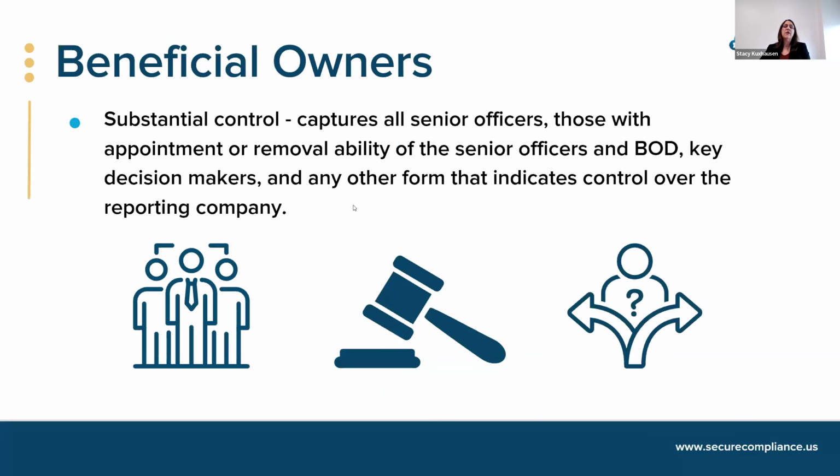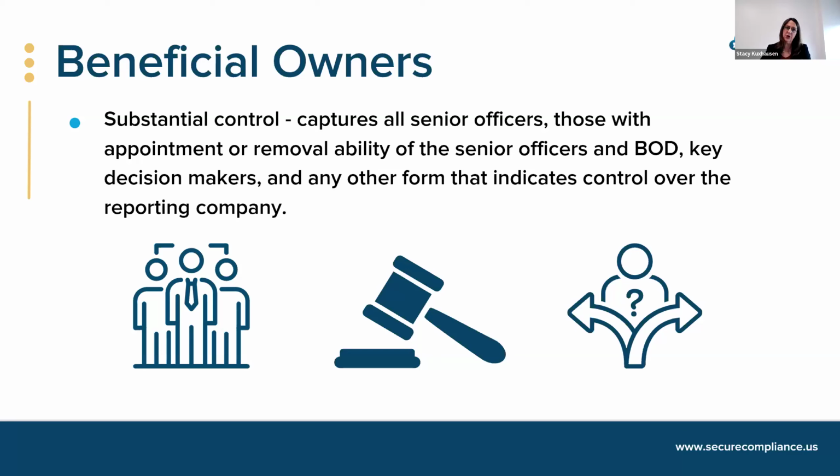So the next piece of beneficial owner is called substantial control. And substantial control is any person that meets the definition of substantial control. And there are 4 main criteria that FinCEN gives us. So the first criteria is a senior officer. So think about like a C-suite. So president, CFO, CEO, COO, CIO. So any person that has these roles or duties similar to these.